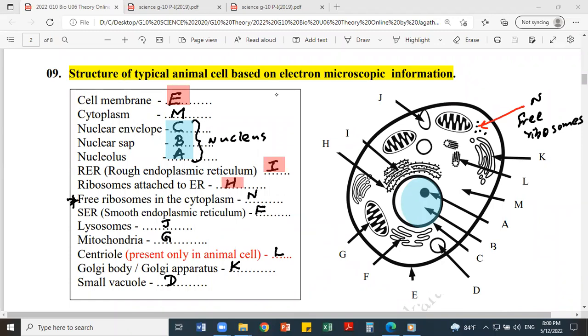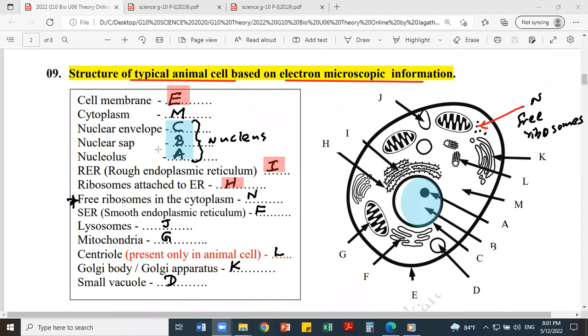So what is this? This is a typical cell. I'll again underline these words: typical animal cell under electron microscopic information. Under a light microscope you will not be able to see all these structures. Out of these, the most important one is the nucleus. The nucleus controls all the activity. Later we are going to discuss the function of each organelle separately, and how they look.